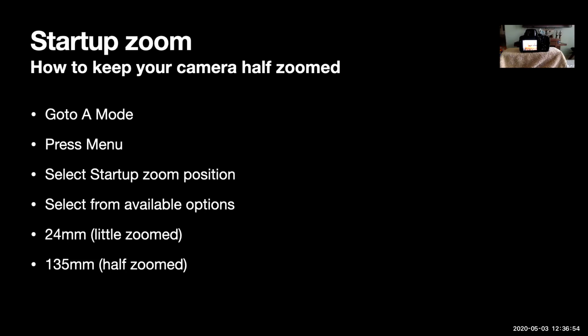I've given you the how to use it. For example, go to A mode, that is aperture priority mode, just for setting purpose only. Click on the menu, go to the startup zoom position option, and select the options available. The lowermost is the 24 mm, which is almost zoomed out, and 135 is almost halfway through zoomed out. That is the highest one. You can't have the completely zoomed in option available. So this is only for quick photographs.